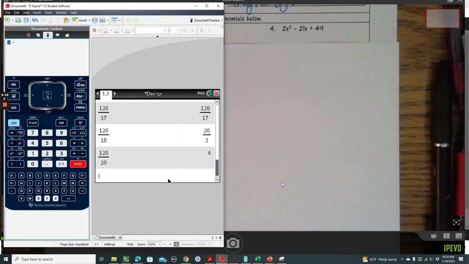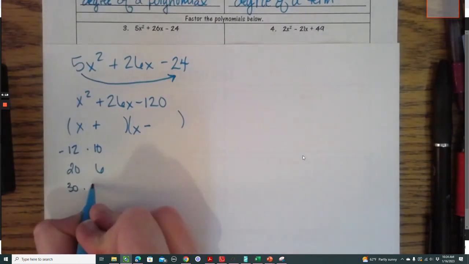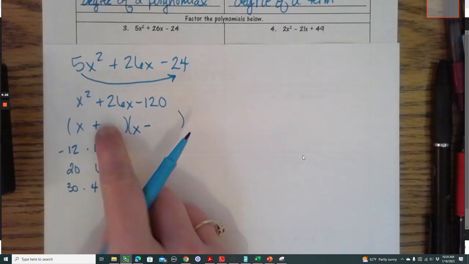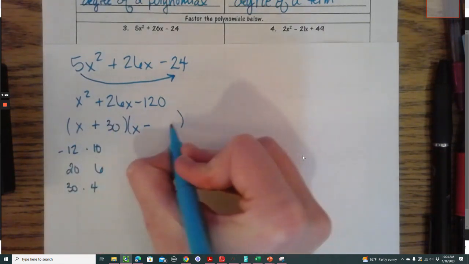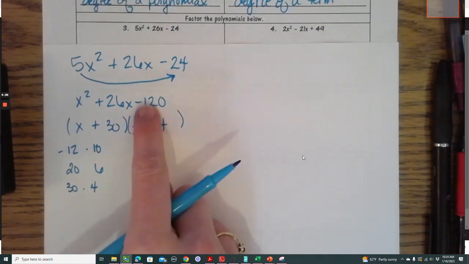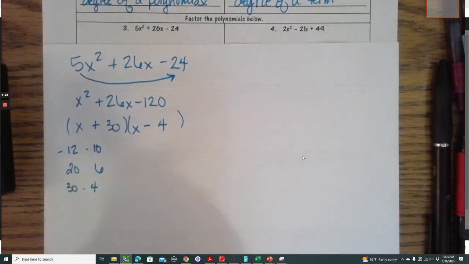What about 30? 120 divided by 30. Yeah, that's perfect. Okay, so 30 times 4, which one's positive? 4's negative. 30 and then negative 4, right? Because 30 times a negative 4 gives me a negative 120. 30 plus a negative 4 gives me a 26. Okay, but I'm not done.